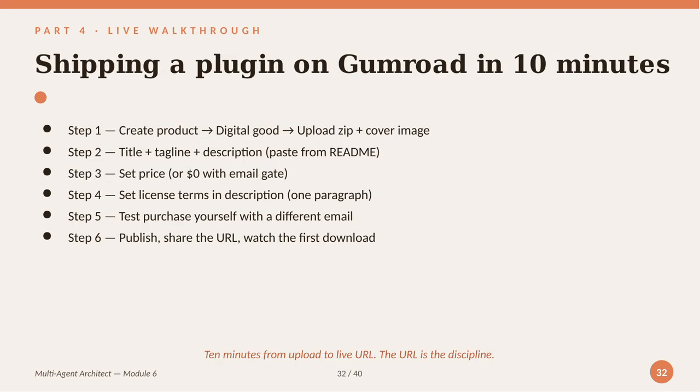Live walkthrough. 6 steps. 10 minutes from upload to live URL. Step 1. Create product on Gumroad. Pick digital good. Upload your zip file plus the cover image. Both files in your local downloads folder, both ready to go.